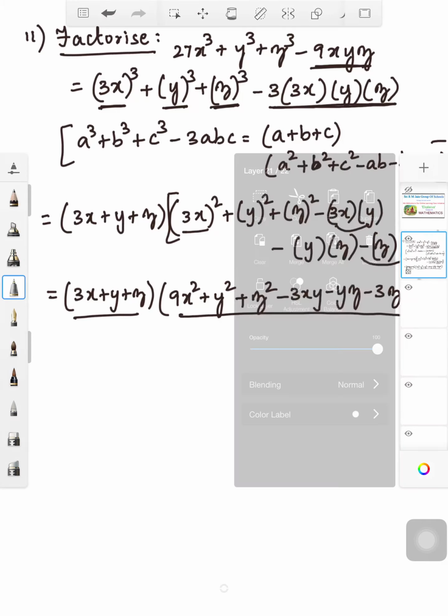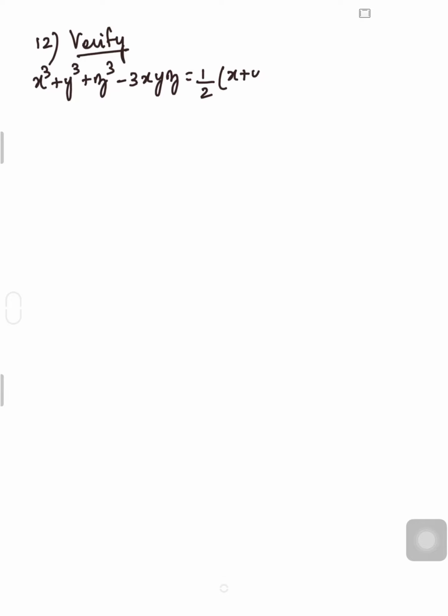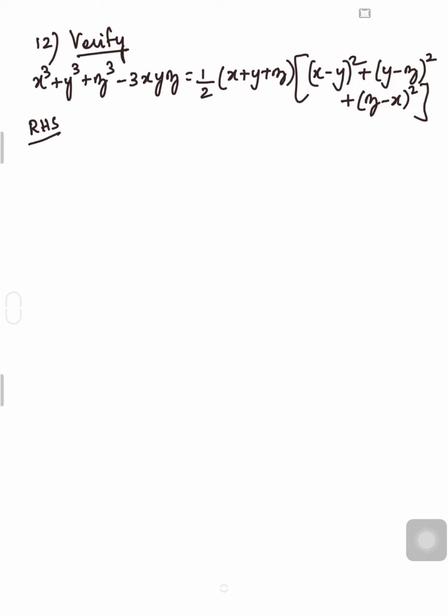Yes, let us move on to the next problem. You have to verify x cube plus y cube plus z cube minus 3xyz is equal to half into (x plus y plus z) into ((x minus y) whole square plus (y minus z) whole square plus (z minus x) whole square). So verify means you have to prove LHS is equal to RHS. So here I am going to prove RHS is equal to LHS.